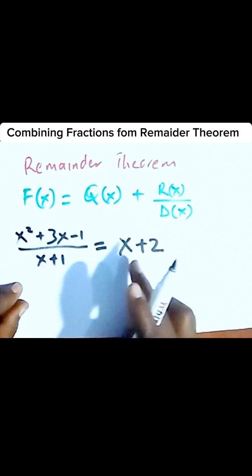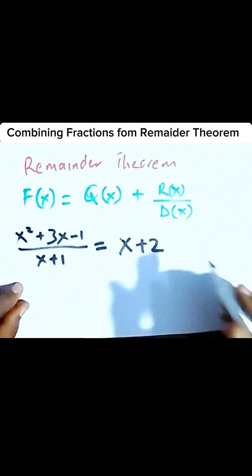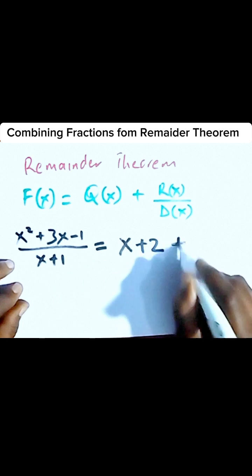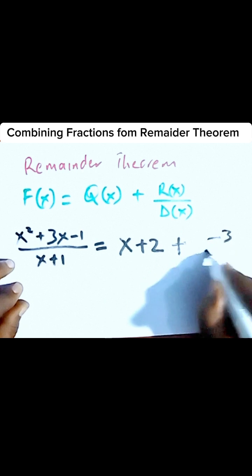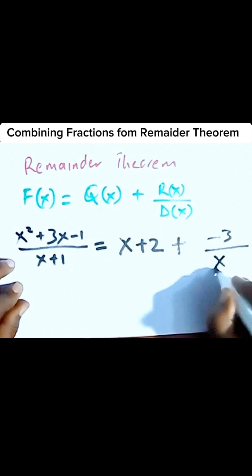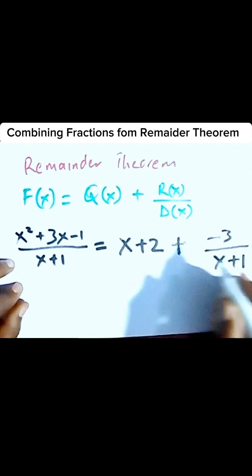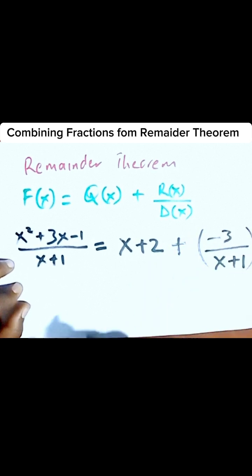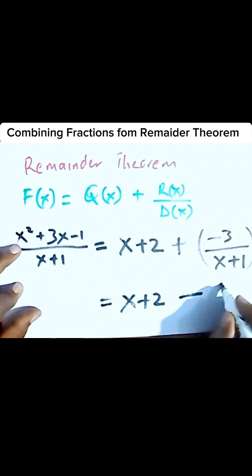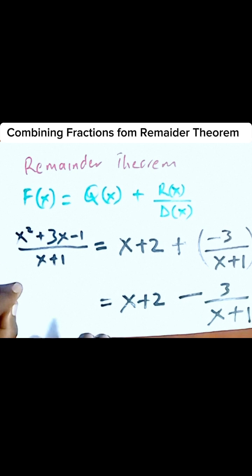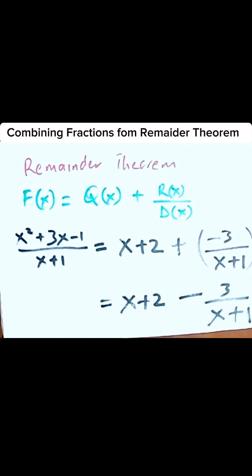So coming here now, this is our q of x, x plus 2, plus our r of x, remember, it was minus 3, all over d of x, which was x plus 1. So this gives us x plus 2 plus and minus, so that will change to minus 3 all over x plus 1. So this was the answer we got the last time.